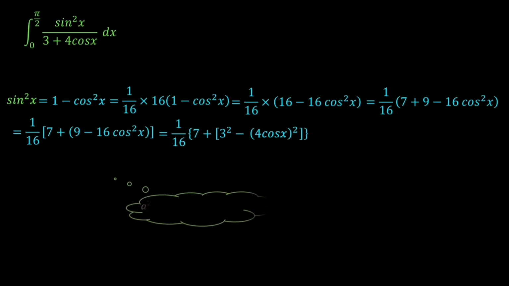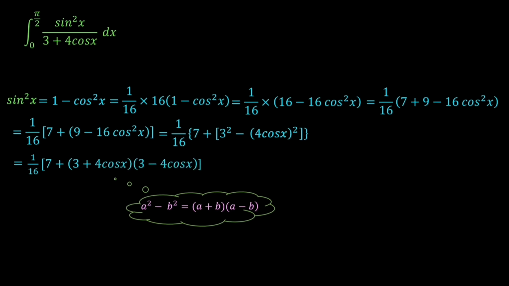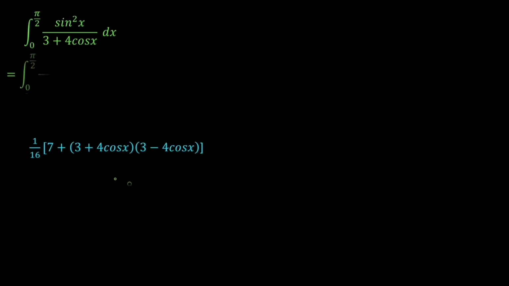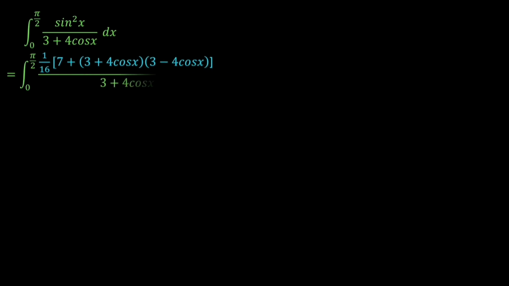3 squared minus (4 cos x) squared, just like a squared minus b squared. A squared minus b squared equals a plus b into a minus b. So 3 squared minus (4 cos x) squared we can write as 3 plus 4 cos x into 3 minus 4 cos x. Now instead of the numerator sin squared x, we can substitute 1 over 16 within brackets 7 plus (3 plus 4 cos x) into (3 minus 4 cos x). 1 over 16 is a constant, so we can bring 1 over 16 outside of the integral.